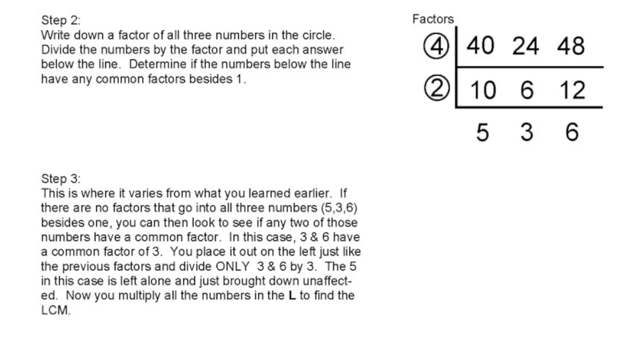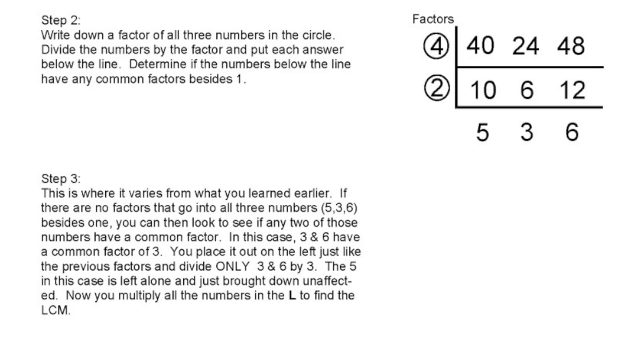So what you're going to do is place it out on the left, just like you've been doing before, and you're going to divide only 3 and 6 by 3. The 5 in this case is left alone and just brought down unaffected. It's not going to be touched. You're not going to divide the 5. Once you do that, and you see there are no numbers that go into any two of those numbers, then you multiply along the L to find the LCM.